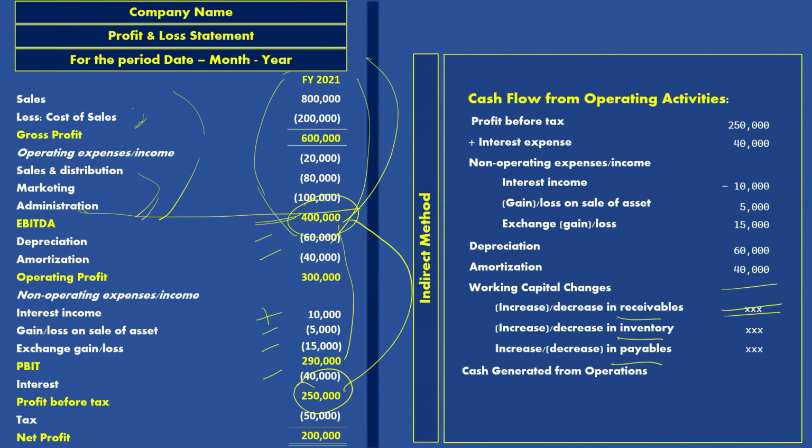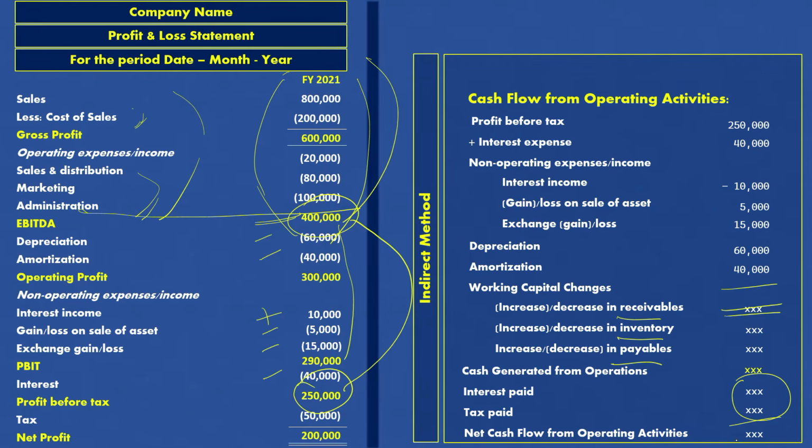And finally, one last thing that is remaining here is interest paid and taxes paid. So we will be handling the interest paid and tax paid. And once you have done that, you will be reaching net cash flow from operating activities.